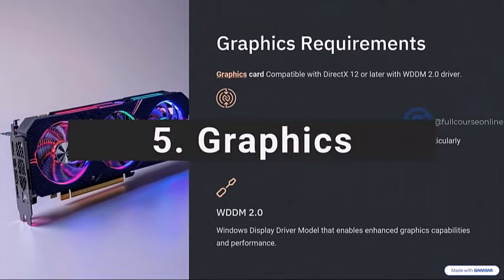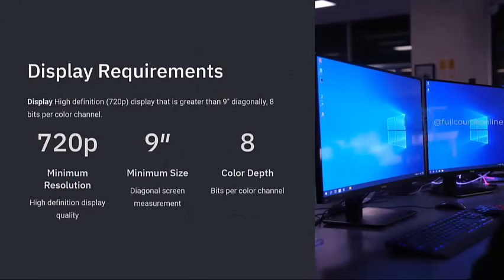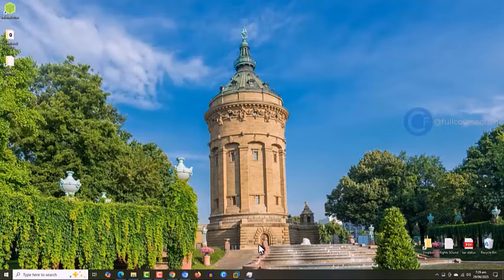You need a graphics card compatible with DirectX 12 or later, with a WDDM 2.0 driver. Display requirements are that the computer graphics card must support a resolution equal to 720 pixels or higher than that. The diagonal screen size should be a minimum of 9 inches. The color depth should be at least 8 bits per color channel. Let us check our computer for these requirements.